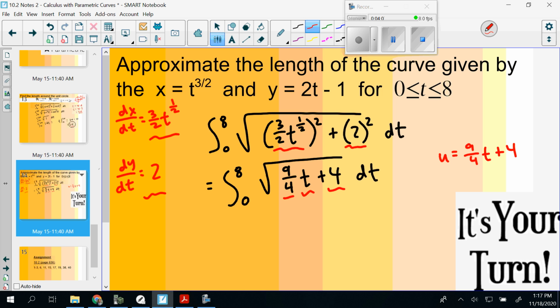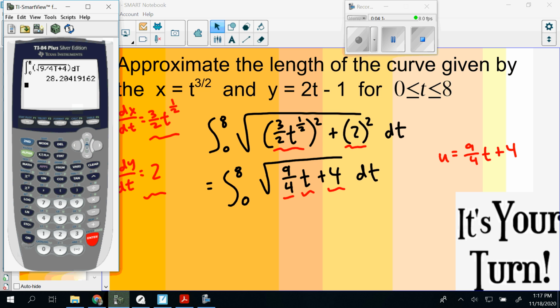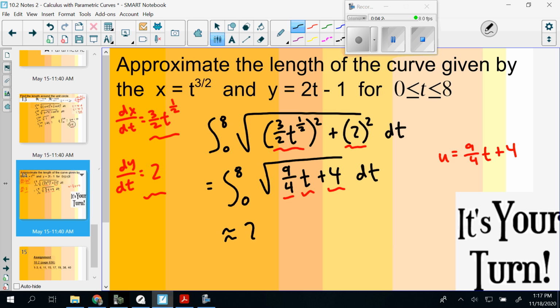But I said let's use calculator on this one, because a lot of these will be a calculator type problem on the exam. So if you put that in using your integral capabilities, it looks like the length of this is going to be about 28.204. So that would be the length of the curve on this one.